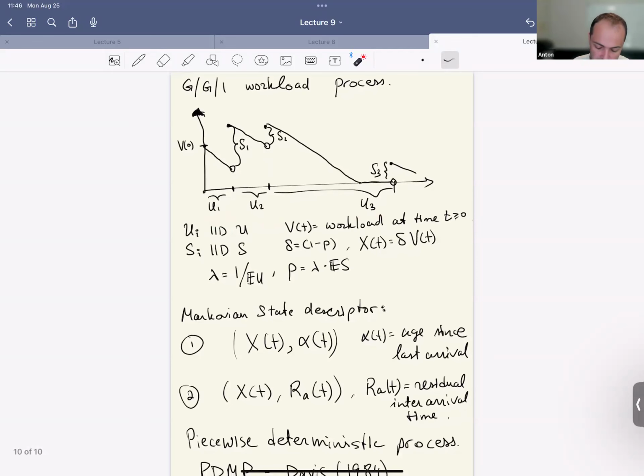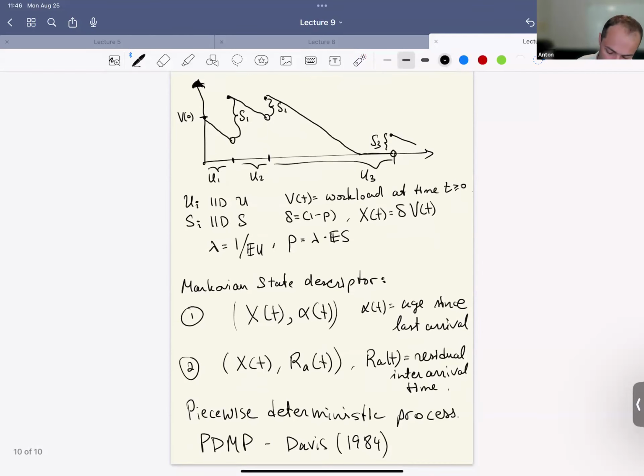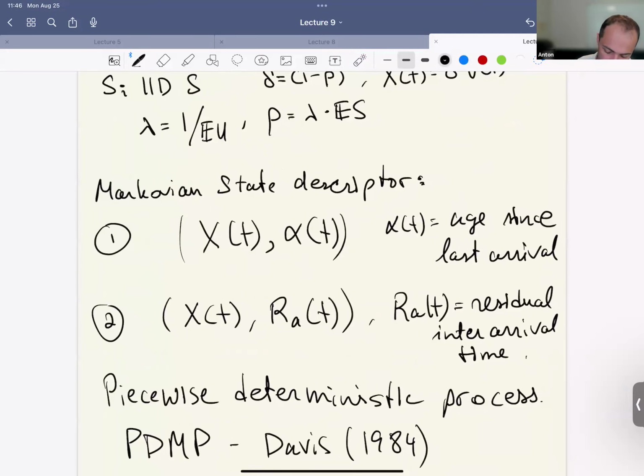Okay, and a quick word, what happens when everything is exponential? So really what needs to happen is for the inter-arrival distributions to be exponential, and then we no longer need the residual inter-arrival time anymore, right? Because if the inter-arrival distributions are exponential, then the time until the next arrival is always going to be exponentially distributed. So here I want to introduce a concept or just some terminology.